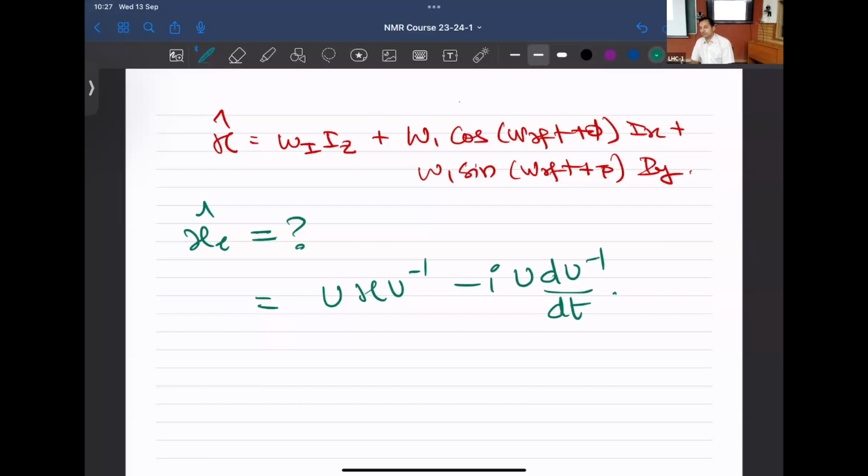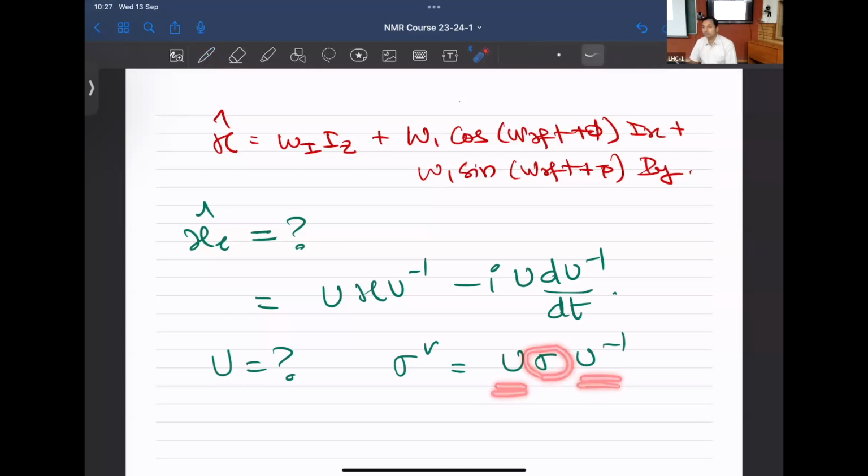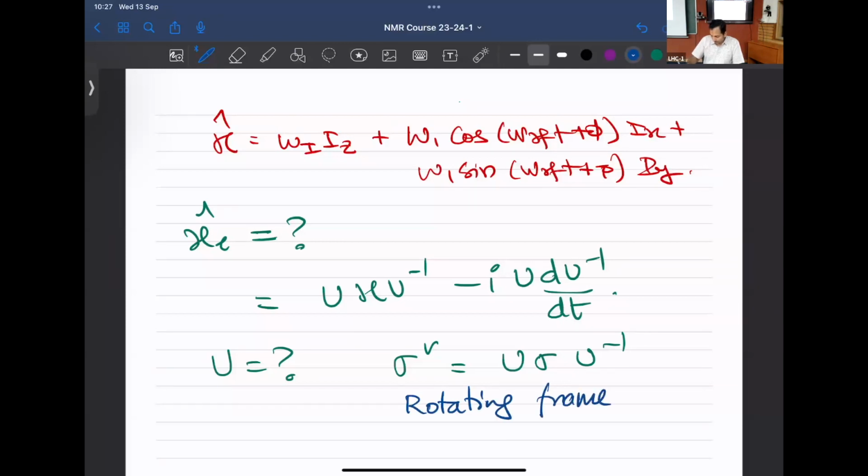But what is U here? Because you need to know U so that you can understand what is sigma R, which will go as U times the initial density matrix times U inverse. What do you think will be the most appropriate choice for this unitary matrix? This is close to the rotating frame transformation in the semi-classical part. You might remember we went to a frame of reference where the precession about B0 was negated or lost. You don't see it. A similar thing we are going to do.